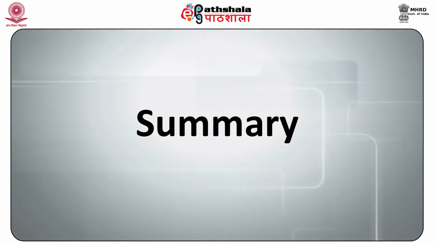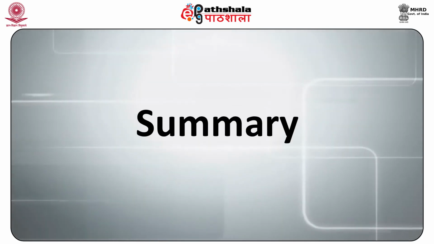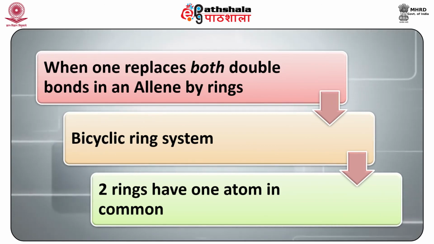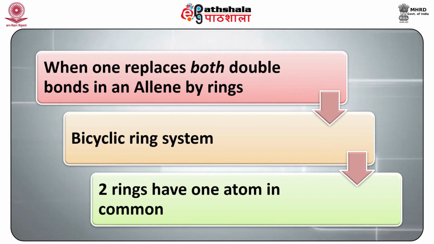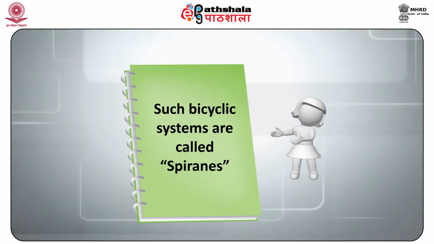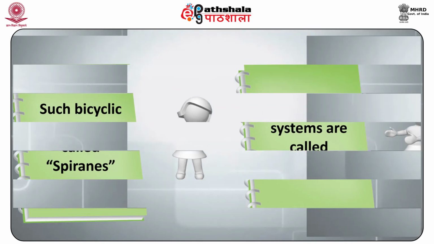Let us summarize what we have learned in this module. We have learned that if one replaces both the double bonds in an allene by simple rings, one obtains a bicyclic ring system in which the two rings have one atom in common. Such bicyclic systems are called spiranes.